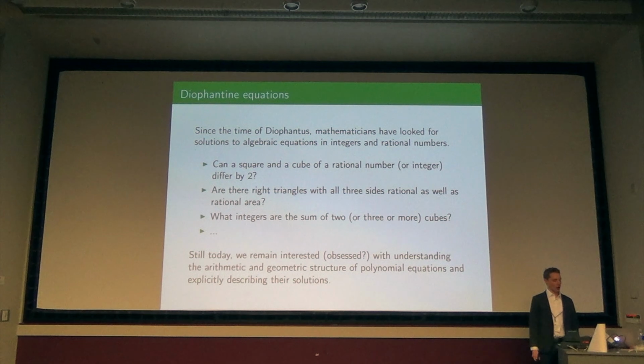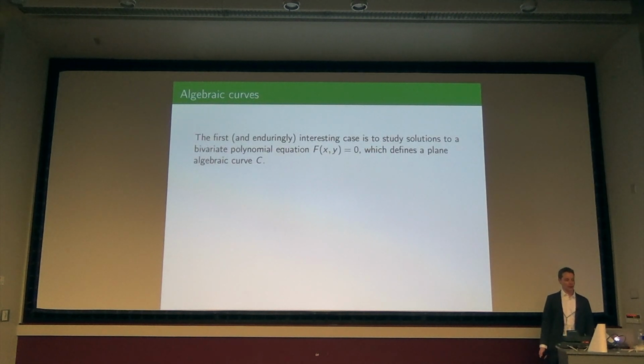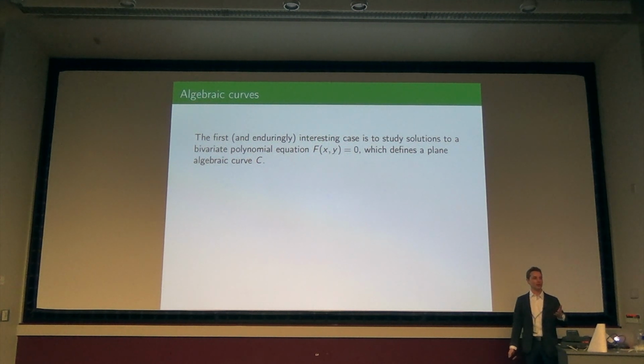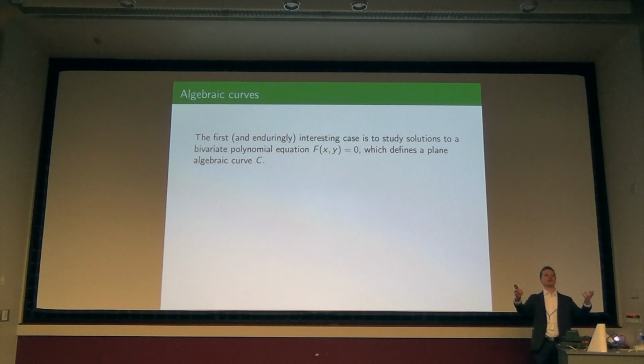Okay, so how hard is this? Well, the first and enduringly interesting case is when you study solutions to a bivariate polynomial, a polynomial in 2 variables, and we can think of that as defining a curve in the plane. If there's only one variable, how hard is it to find the rational solutions? If it's just a polynomial in one variable x, you have to factor that polynomial. There's a rational root test, and that's not something I'm going to give a long lecture about. Somehow, as soon as you include another variable, I was about to say it becomes impossibly hard. It becomes very difficult. The whole talk will be about that case.